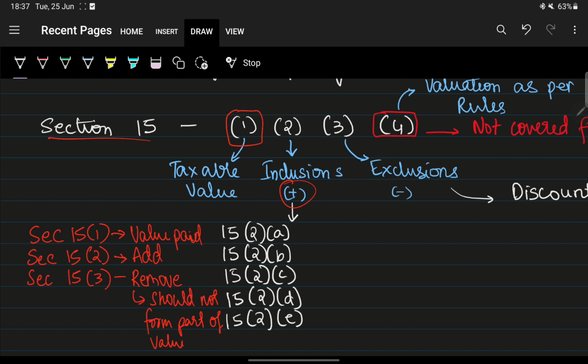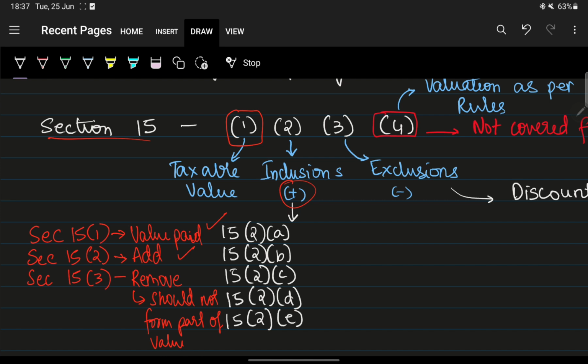So first this section 15 will tell what is the value of that particular good or service. And section 15 subsection 2 talks about what are the items that we are supposed to add into the value. Section 15 subsection 3 talks about what are the things that should not form part of the value, meaning what are to be excluded from value.